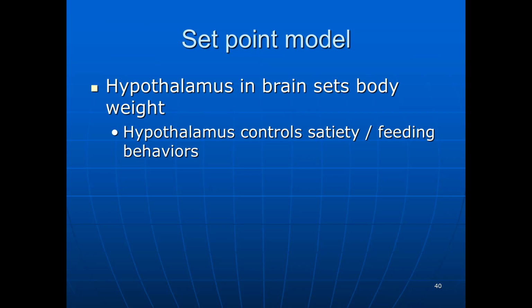So there's this set point model that I wanted to bring up, and this is brought up a lot when you talk about weight loss. The brain is thought to set your body weight when you talk about set point theory. The hypothalamus controls our feelings of hunger and thirst, so it's thought that the hypothalamus sets our body weight because it tells us when we're hungry and when we're not.